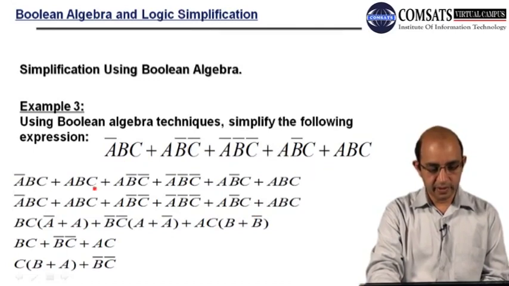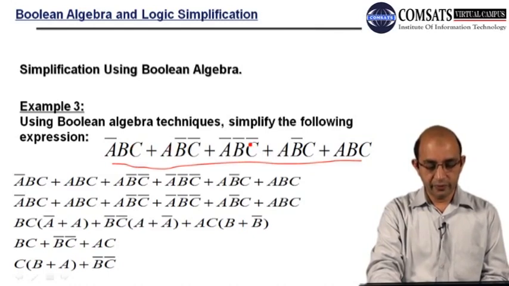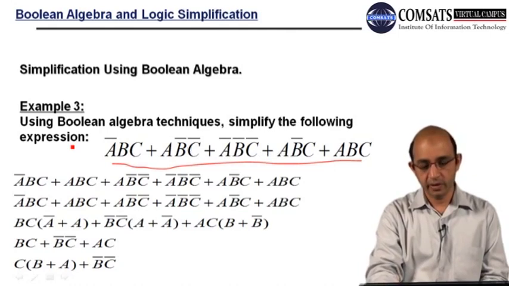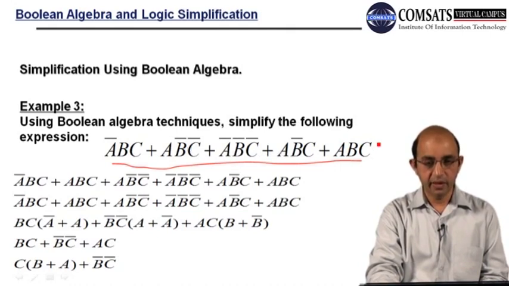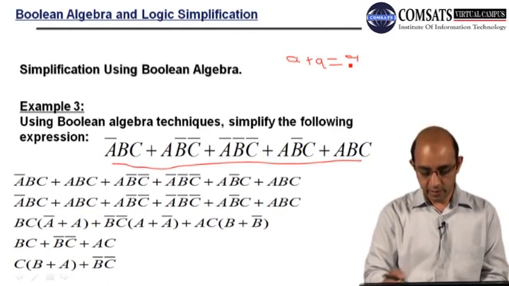So let's start. What can we do? We have this expression with 1, 2, 3, 4, 5 different elements. If we want to make pairs, we need one more element. This looks like a very simplified entity having no bar. So what we will do is use that A plus A is equal to A, right? So we will be using this.